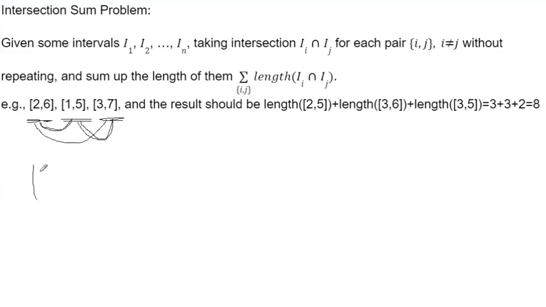So basically, if we have n intervals, and we need to check each pair of them, there are n choose 2 intersections that we need to check in total. Okay.